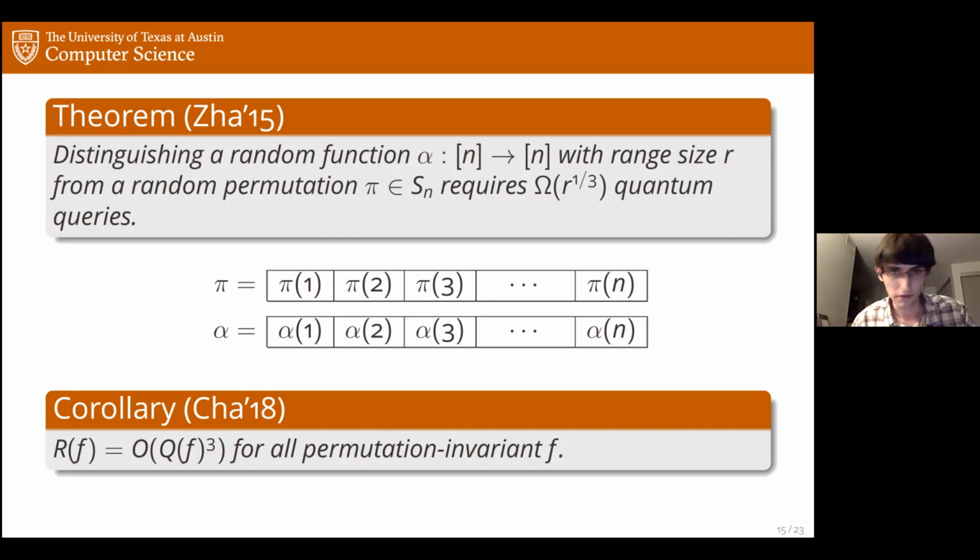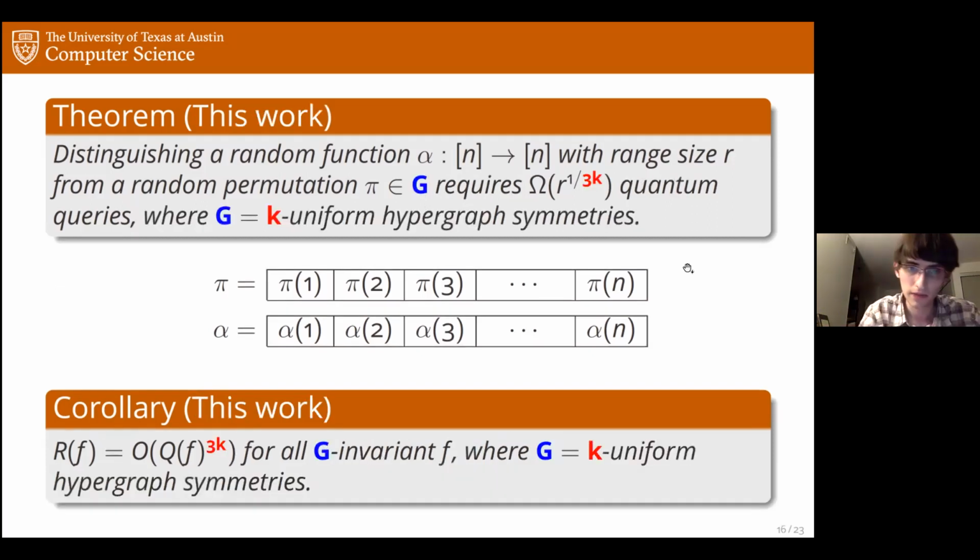So how does our proof build on this? Basically, all we do is observe that this S_n, the full group of permutations over n inputs, can be replaced by basically any group. And as long as you can prove some analogous statement, essentially the same proof due to Chailloux still goes through. The proof of this corollary is exactly the same as the proof on the previous slide. The only new ingredient needed is this theorem showing that distinguishing a random small range function from a random graph or hypergraph permutation is hard.